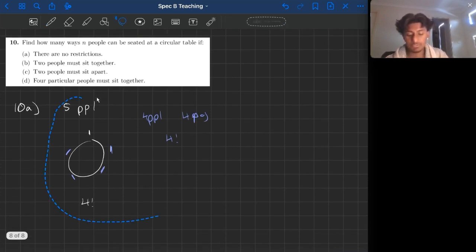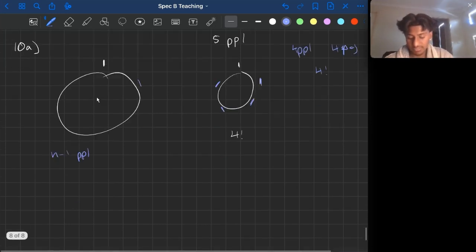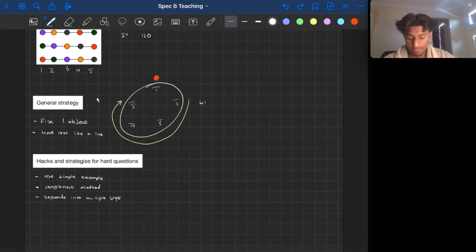Now using this, we do the case for n. If there's n, we put the first person here. Now we figure out how many spots are remaining. Well, the number of spots equals the number of people, right? Some questions actually have the number of spots not equal to the number of people. That's a more nuanced example, which if you want, I can do a video on, but it's not going to be in this video. But we see if there's n people and we take away 1, now there's n minus 1 people. So put this into a circle, it's n minus 1 factorial. So the answer to 10a is n minus 1 factorial. And this is a successful usage of the use a simple example method.